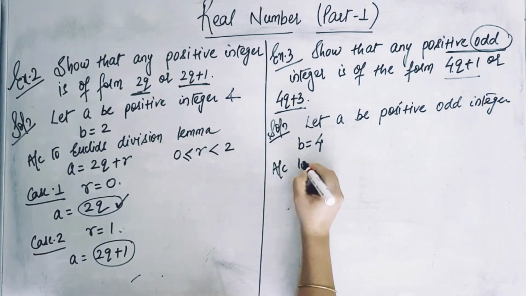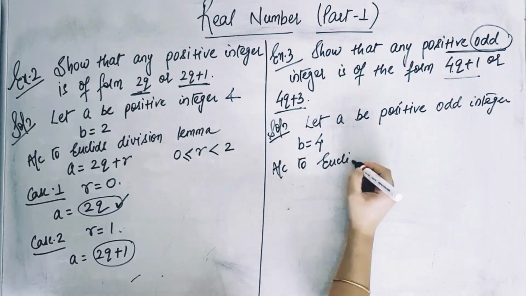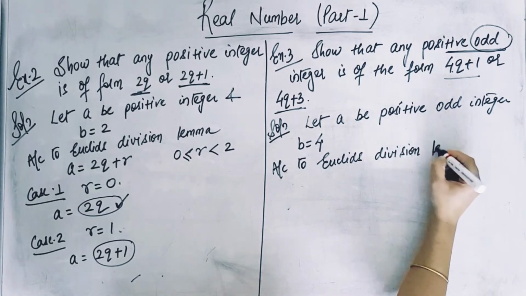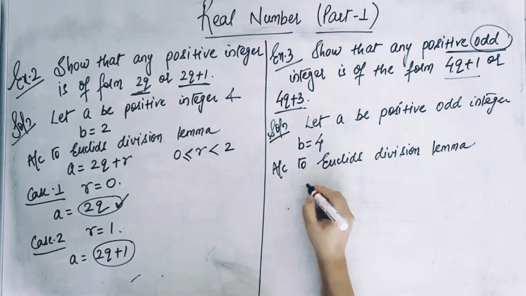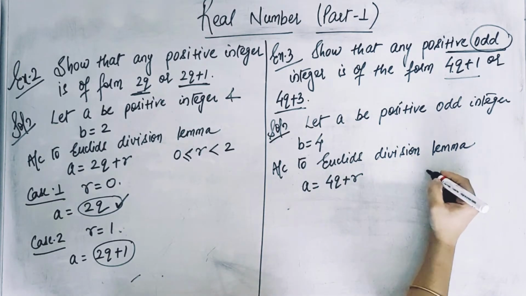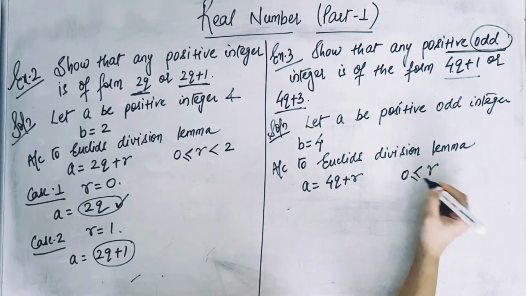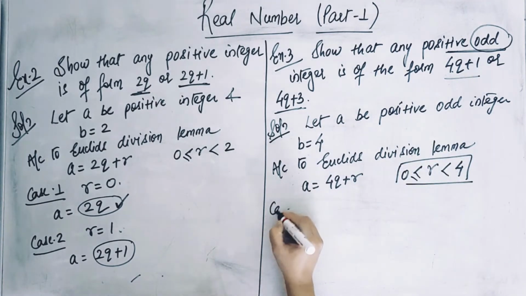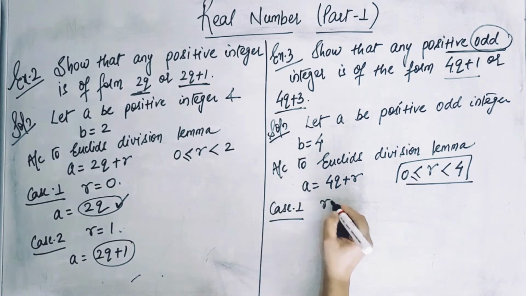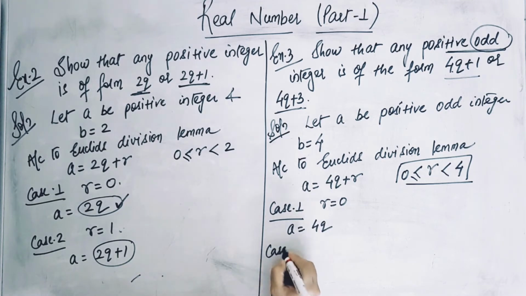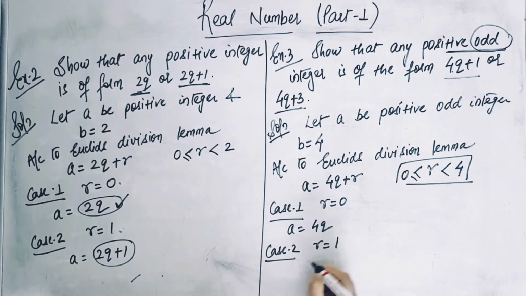So according to Euclid's division lemma, what can we write? a is equal to 4q plus r. Now here the value of r will be greater than or equal to 0 but less than 4. So now we'll have cases. Case 1, when r is 0, a will be 4q. Case 2, when r is 1, a will be 4q plus 1.